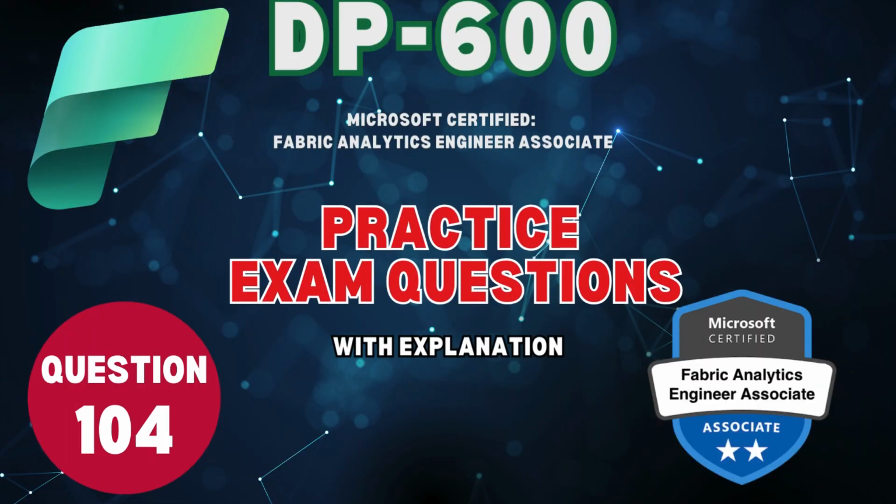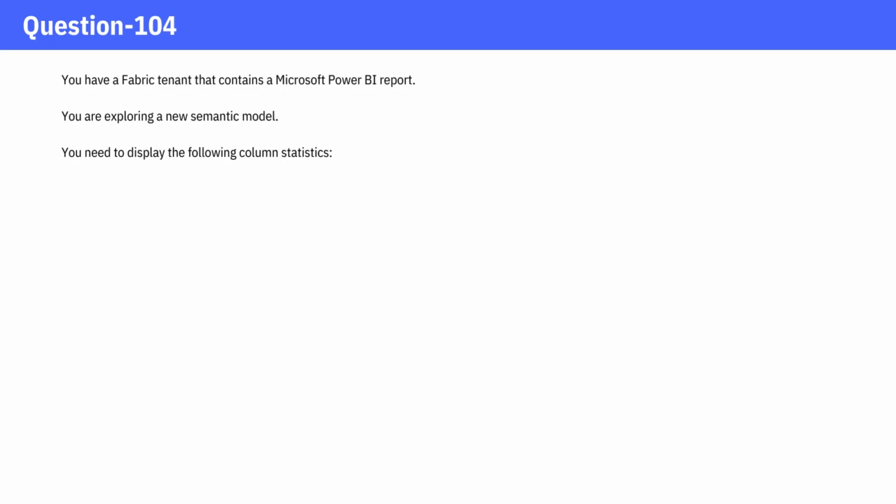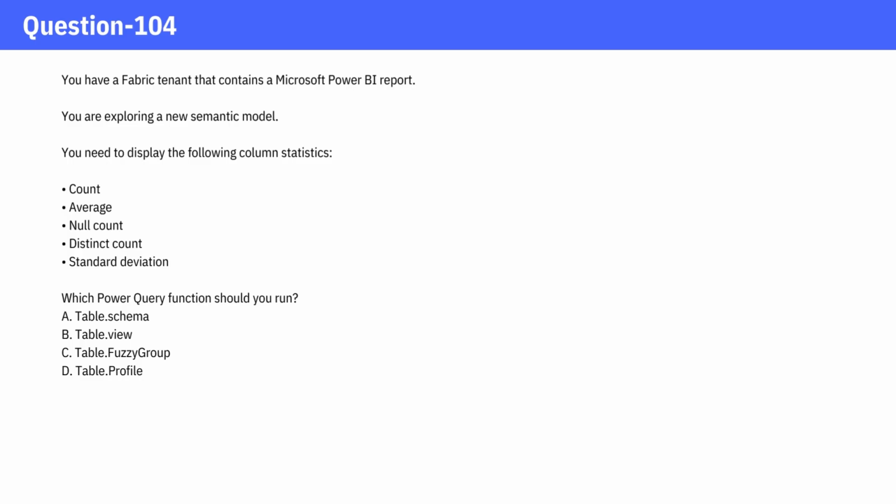Question 104. You have a Fabric tenant that contains a Microsoft Power BI report. You are exploring a new semantic model. You need to display the following column statistics: count, average, null count, distinct count, standard deviation. Which Power Query function should you run?